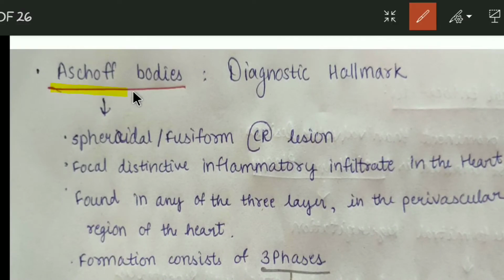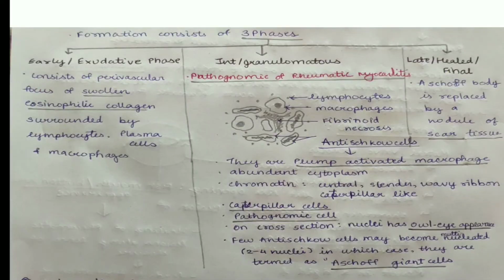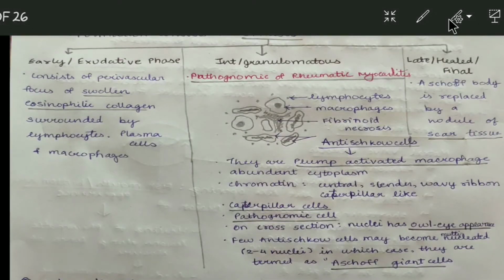Next, Aschoff bodies. They are the diagnostic hallmark. They are spheroidal or fusiform characteristic lesions, focal distinctive inflammatory infiltrates in the heart. They are found in any of the three layers in the perivascular region of the heart. The formation consists of three phases. Here I have drawn a simple table. The three phases are the early or exudative phase, intermediate or granulomatous phase, and late healed or final phase.